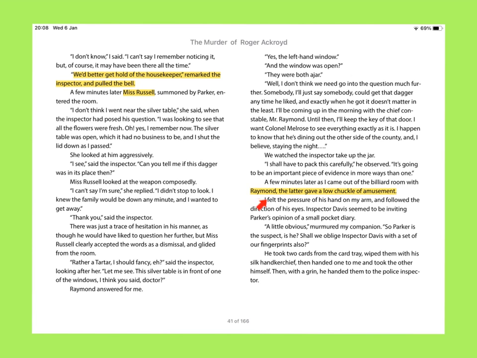Why is Geoffrey Raymond chuckling? He regularly does. Is that inappropriate? What's that suggesting if he's sort of showing signs of mirth and humour during a murder investigation? Could be a nervous laugh, but it helps direct suspicion towards him. Similarly with Miss Russell, rather a tartar, I should fancy. She's very abrupt and short with people she talks to. There's another suspect or another direction in which suspicion can go.